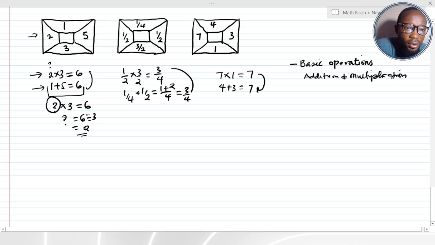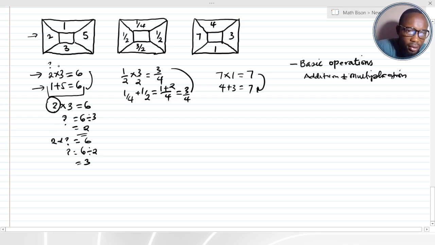The same thing works for 3. If 3 is missing, let's say we have 2 times a number gives us 6, then we should know that that number will be 6 divided by 2, which will give us 3. What if any of the numbers in the second, the addition part, is missing?